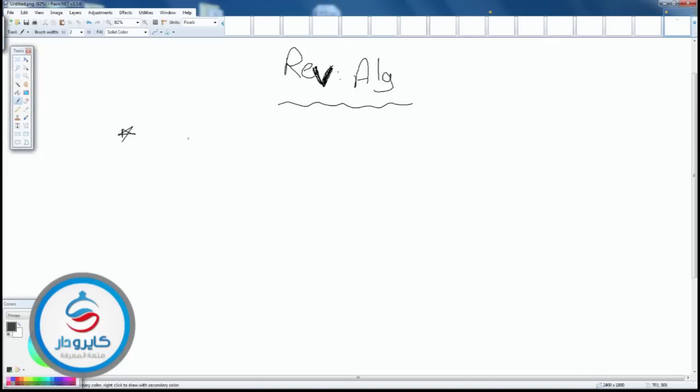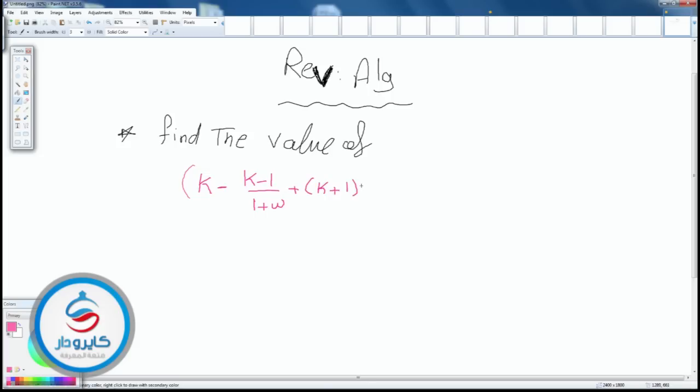Find the value of this bracket, k minus 1 over 1 plus omega plus k plus 1 over omega square, all power of 8, where k belongs to R and omega, as we know, is the cubic root of unity. This is our solution together now.